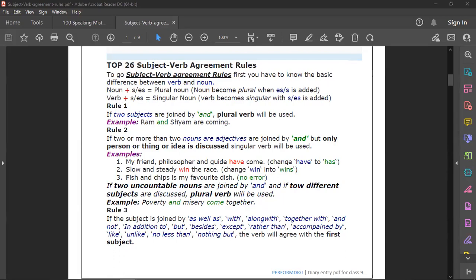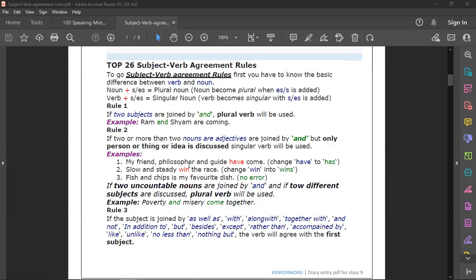Then if two subjects are joined by and, plural verb will be used. মানে আপনি কি and দ্বারা যদি দুইটা ভিন্ন subject, different subjects carry করে and দিয়ে যুক্ত থাকে, then it will be in plural, like Ram and Sham are coming. Ram and Sham both are different ones. But if two or more than two nouns or adjectives are joined by and, but only one person or thing or idea is discussed, singular verb will be used.